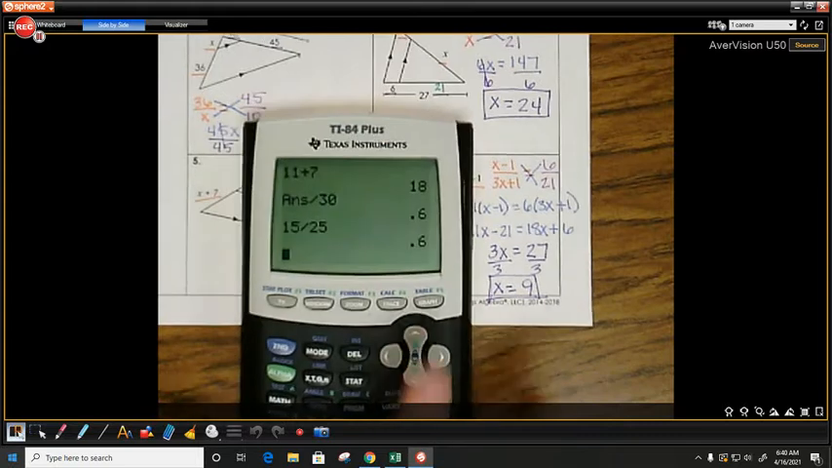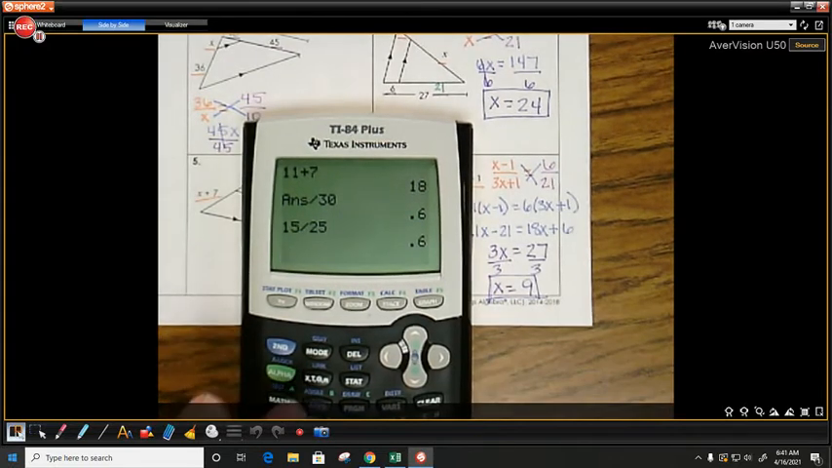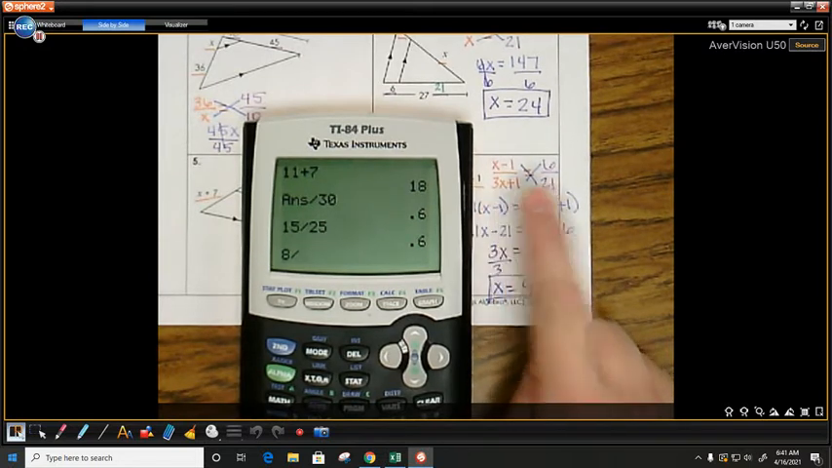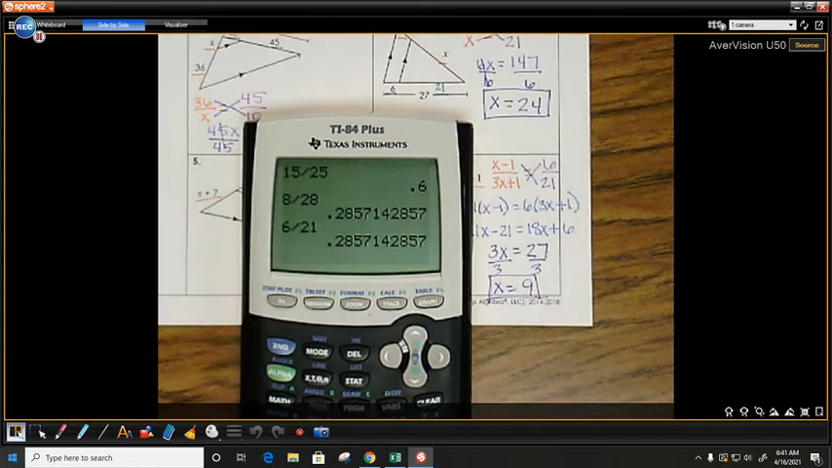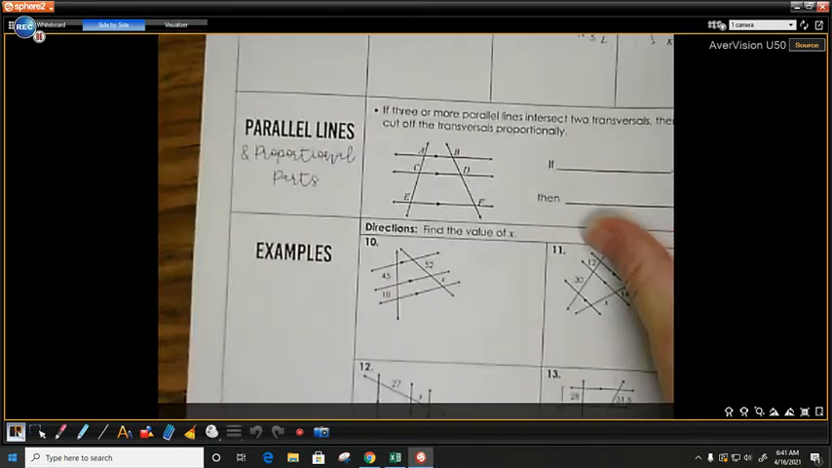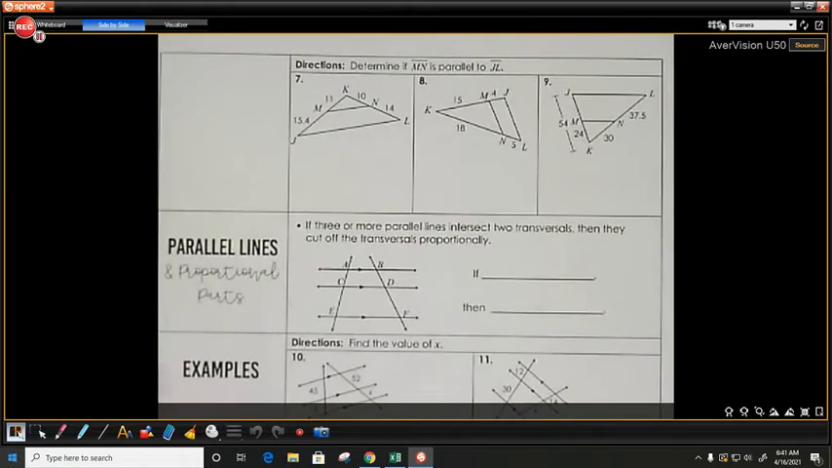Okay, so I can check this again in my calculator. 9 minus 1 is 8, divided by 3 times 9 is 27, plus 1 is 28, and then 6 over 21. And they give me the same decimals, so we are correct. Okay. So we are doing just more of the same practice right now.